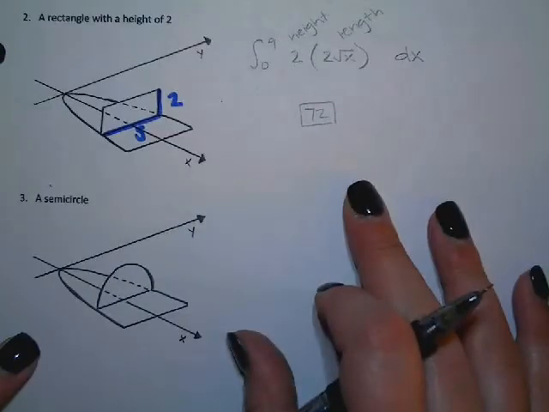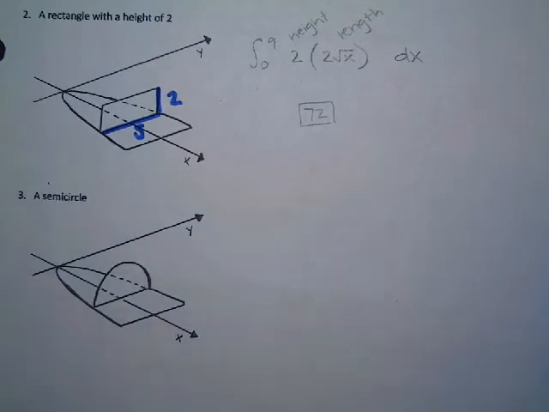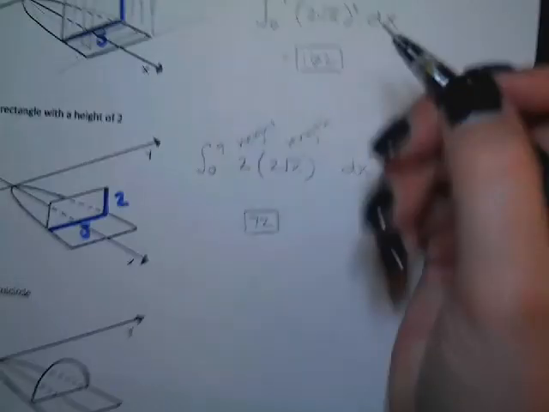Okay. A semicircle. Wait, all right. Should we label this with units cubed or? It would be units cubed. Yep. We can go ahead and do that if you want.